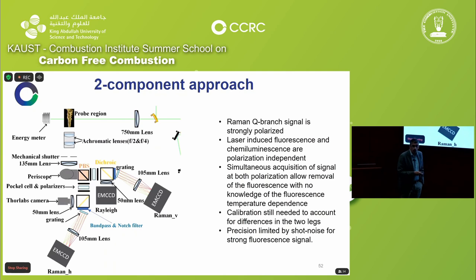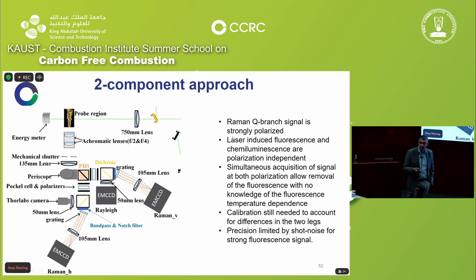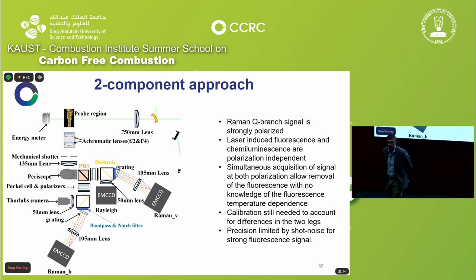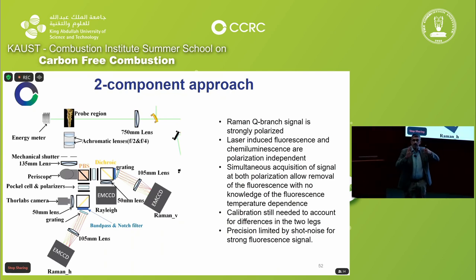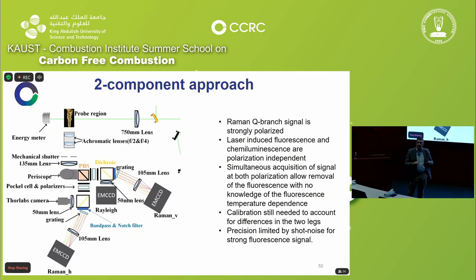So, in order to extend this correction to methane-ammonia flames, so if we want to introduce methane in the mixture, then we cannot rely on this empirical calibration. So we need to introduce another camera and split the signal between the vertically and horizontally polarized. As I mentioned before, similar to the Rayleigh scattering, the Q branch of the Raman scattering is strongly polarized. So if I collect simultaneously the vertically and horizontally polarized signal, we can subtract the two signals from each other and obtain a fluorescence-free signal. Of course, the precision will still be limited by the shot noise.